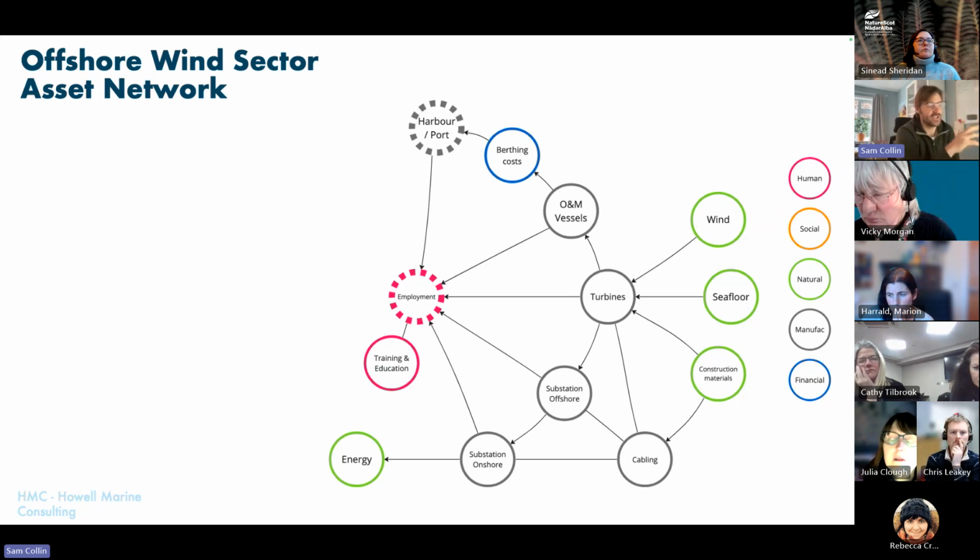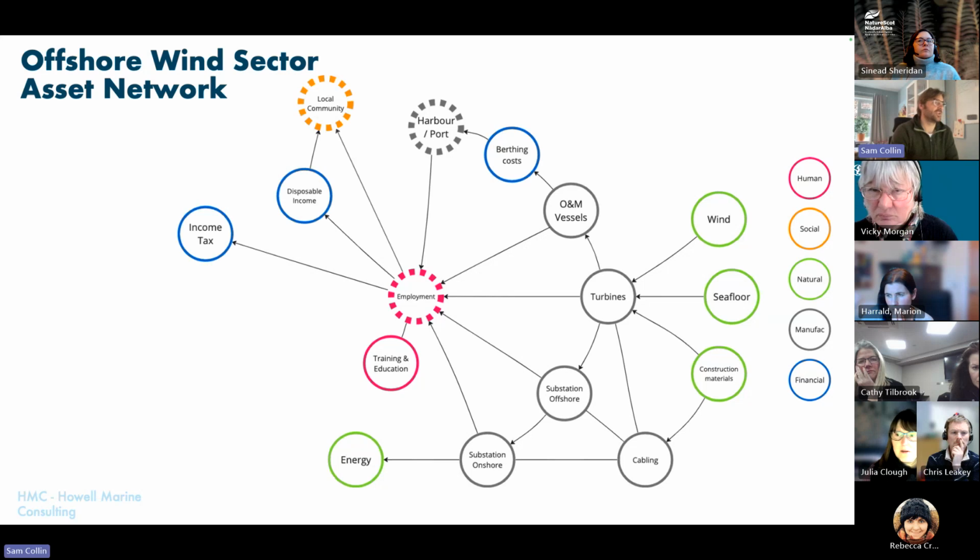And then there's a training and education component to that, which connects to human capital. And then stemming off from employment, you have financial capital like income tax, and then disposable income, and those link to your local community, which is a social capital asset. And so the employment could be people coming from the local community that are employed, or people moving to the local community for employment opportunities.